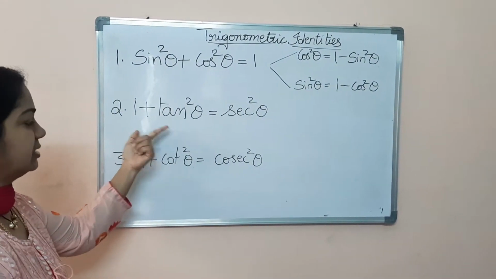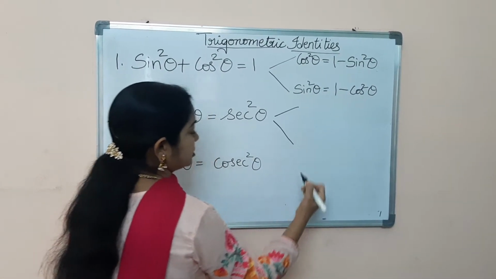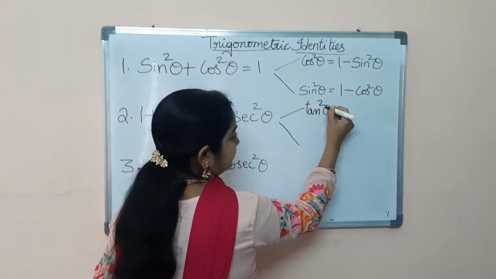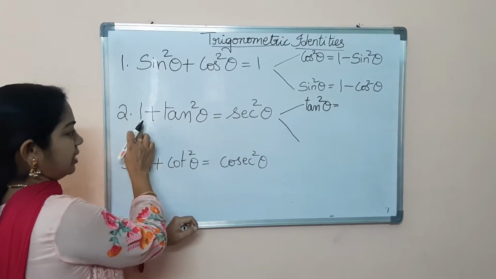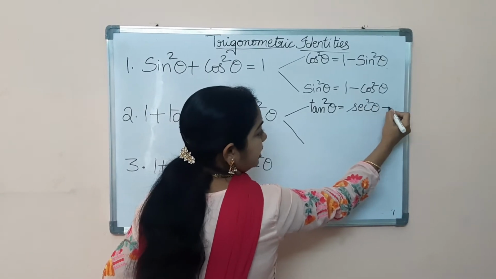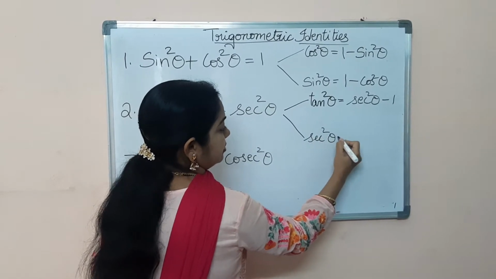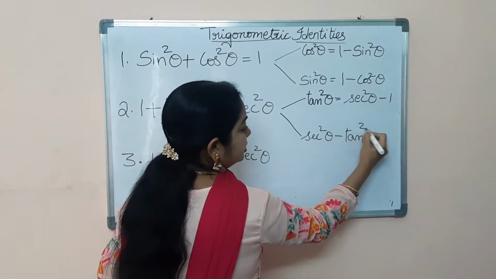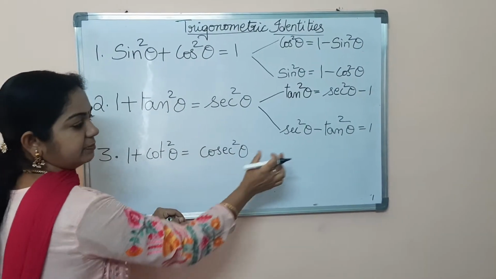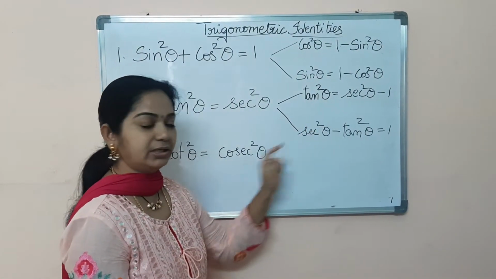Next we'll see the second identity: 1 plus tan square theta is equal to secant square theta. From this, I'll deduce a few more. If I want tan square theta, that means plus 1 we'll send to the other side of the equation. It becomes secant square theta minus 1. And another one: secant square theta minus tan square theta equals 1. See, tan square we'll send to the other side; it becomes minus tan square. So from the second identity, we got two more equations.